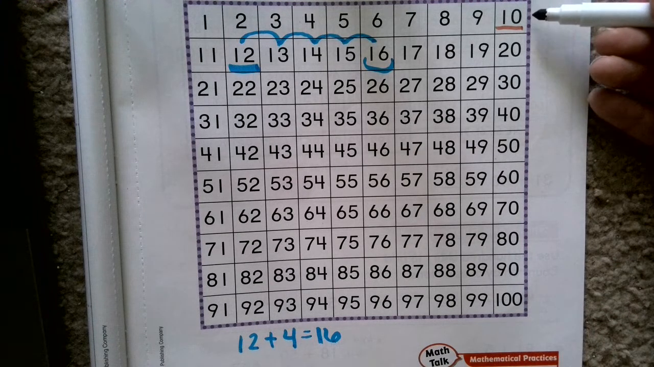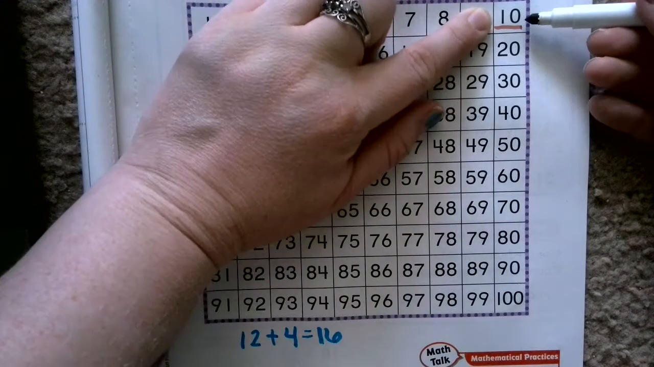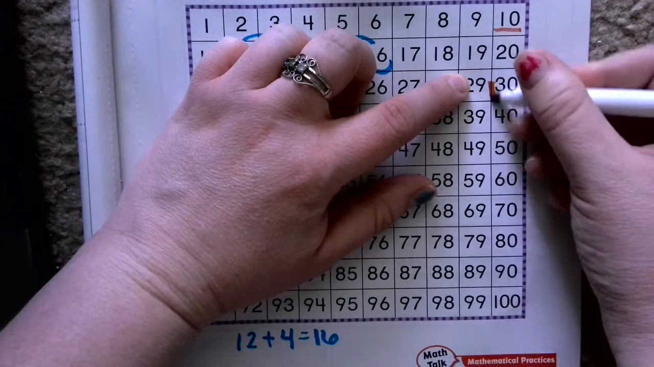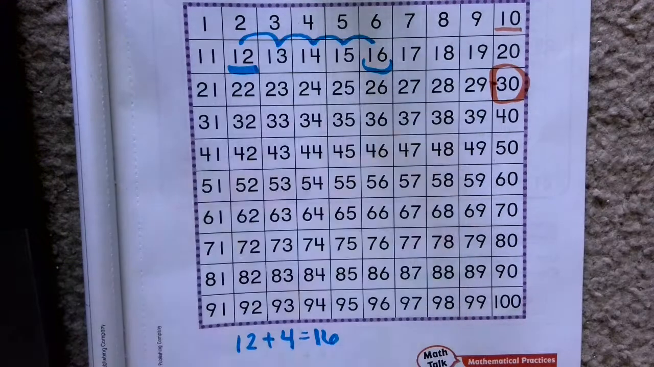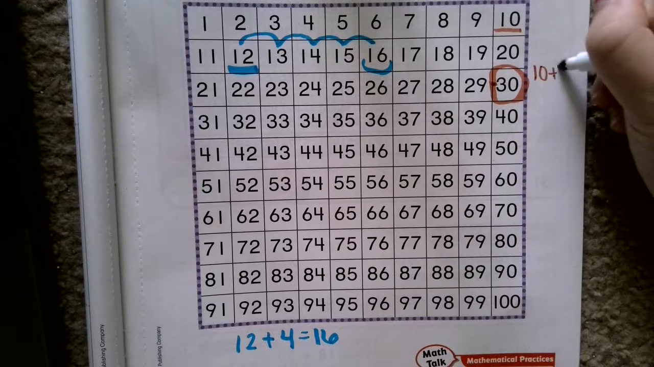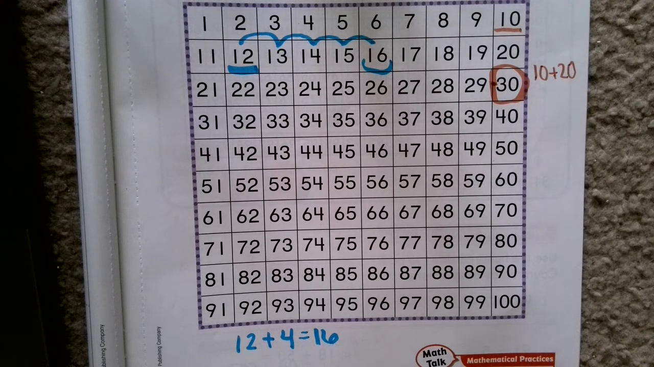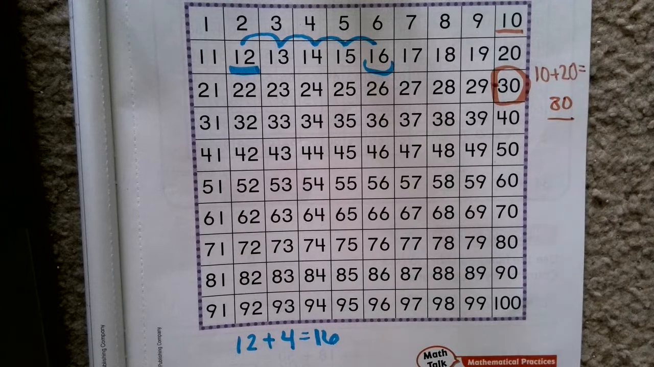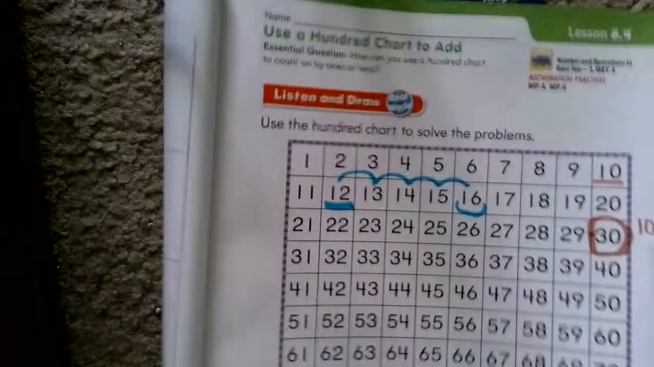So I know I start with 10 strawberries, and I know I picked 20 more, right? So I know I'm starting here. I can count down 10, 20. And where does that leave me? At 30, which is the same as saying 10 plus 20, right? Which equals 30. All right, let's try some more on the next page.